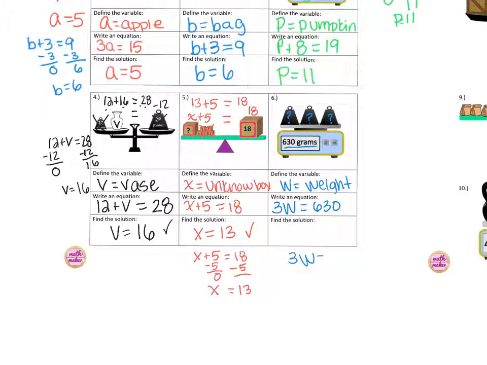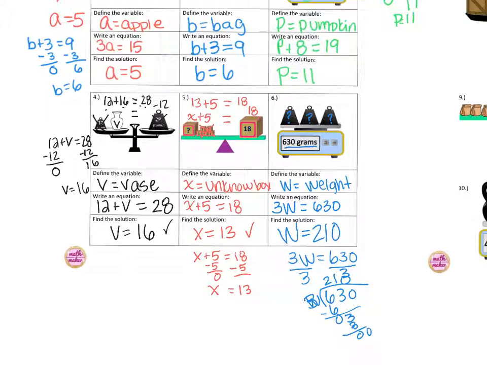Okay, this one I cannot do in my head. I know that I have 3 weights, and altogether those weigh 630 grams. So to find the value of 1 weight, I'm going to divide the 630 grams by the 3 weights to figure out what the value of 1 weight is. Oops, that should be 3. So I know that 3 goes into 6 2 times. 2 times 3 is 6. And 3 goes into 3 1 time. 1 times 3 is 3. And 3 goes into 0 0 times. So I know that each weight must weigh 210 grams.